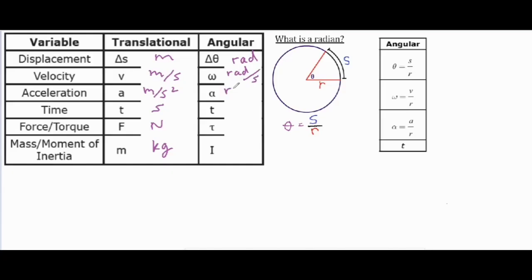The alpha is how many radians per second you're gaining or losing per second, which is radians per second squared. We have time, which is just time as usual. And then we have torque. And torque is typically in a newton meter.